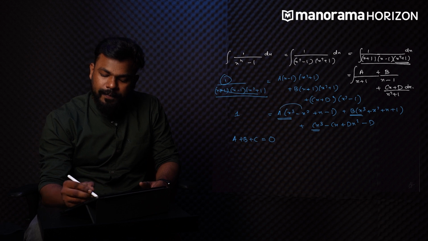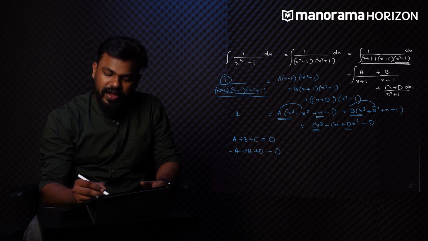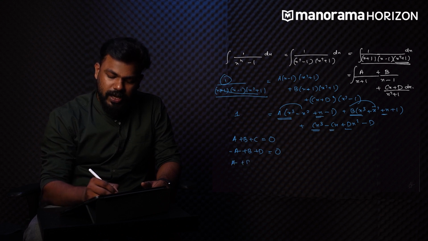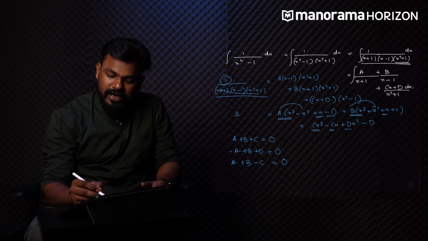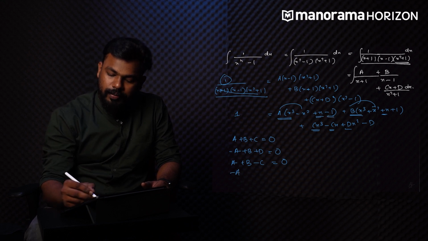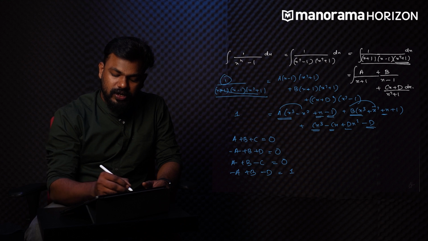You have minus a, you have plus b, you have d. So minus a plus b plus d is equal to 0. Now look at the x terms. You have a, you have b, and you have minus c. So a plus b minus c is equal to 0. Now look at the constant. You have minus 1 into a, that is minus a, plus b into 1, that is plus b, and then you have minus d, and that is equal to, the constant is equal to 1.